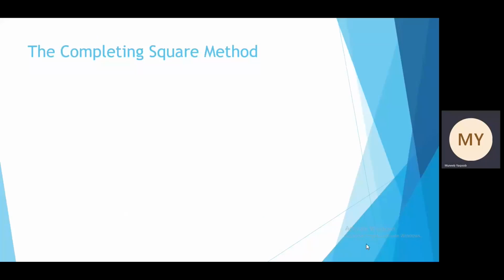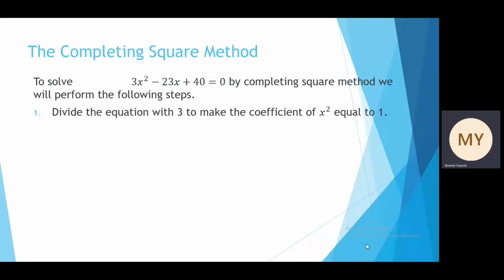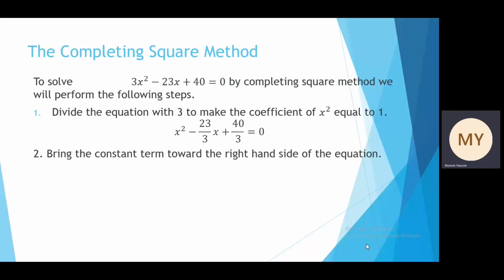Now coming to the third method, that is known as the completing square method. So if we are to solve the same equation by completing square method, we will perform the following steps. Number 1, divide the equation with 3 to make the coefficient of x square equal to 1. So the equation will become x square minus 23 upon 3x plus 40 upon 3 equals 0. Now we will bring the constant term towards the right hand side of the equation. So it will become x square minus 23 upon 3x equals minus 40 upon 3.